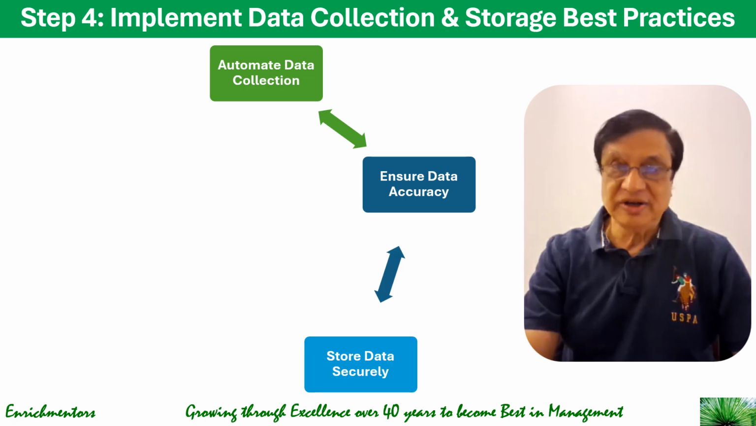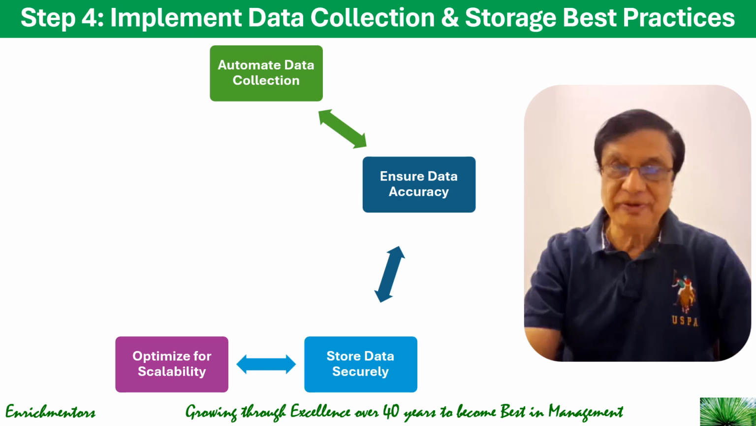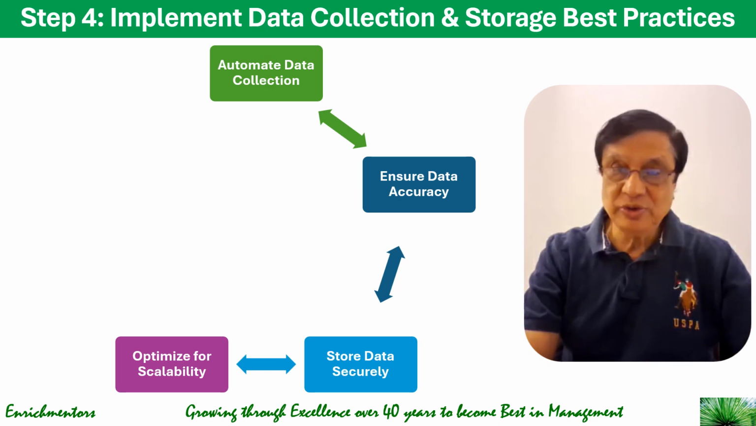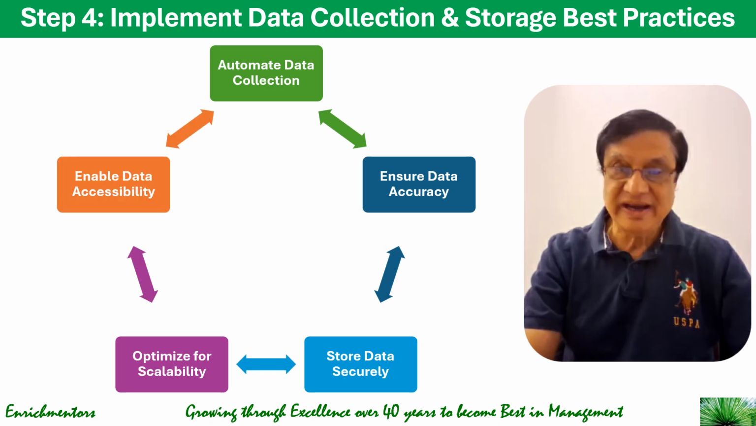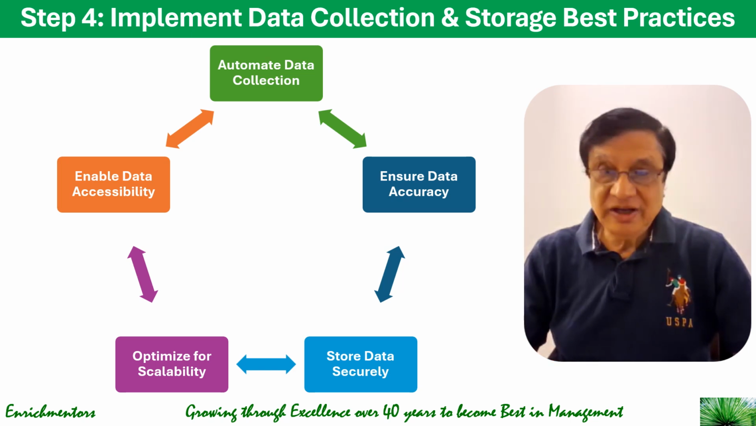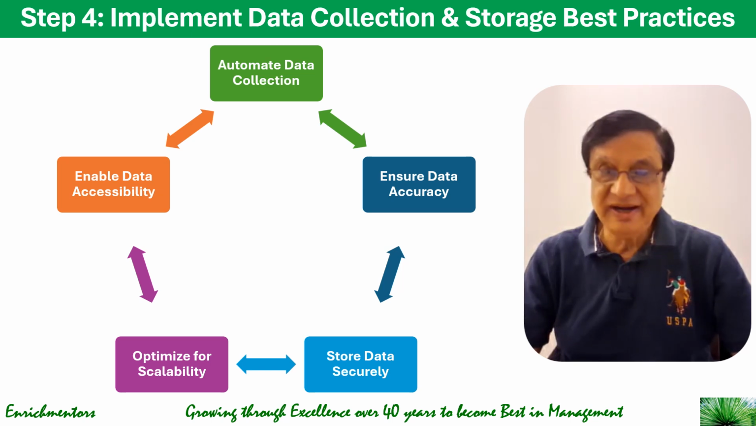Then store data securely, where you need to encrypt data and use role-based access control (RBAC). Then you use cloud-based databases and storage solutions to optimize for scalability. And finally, you should enable data accessibility by ensuring structured indexing and metadata tagging. A logistics company, for example, would integrate IoT tracking devices on trucks and store GPS data in AWS IoT Core for real-time fleet monitoring.